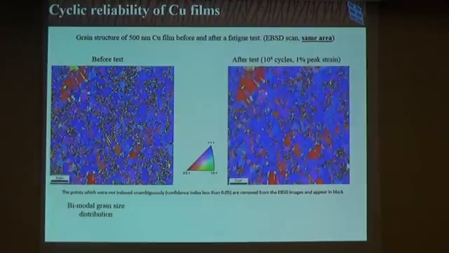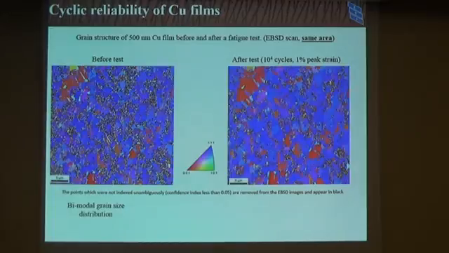Then if you look at the same place after 10,000 cycles with 1% peak strain, by the way, the loading direction is always horizontal.